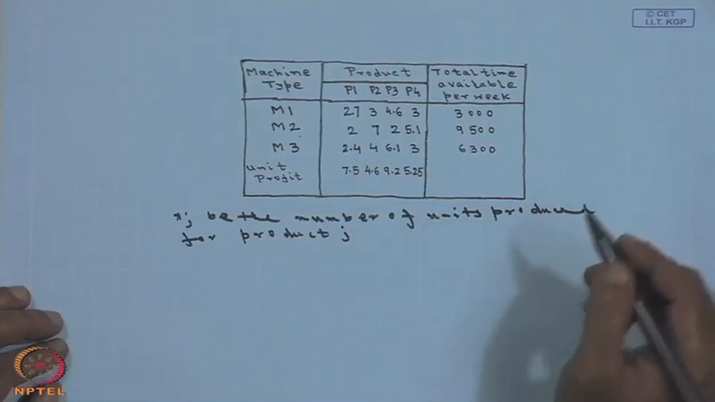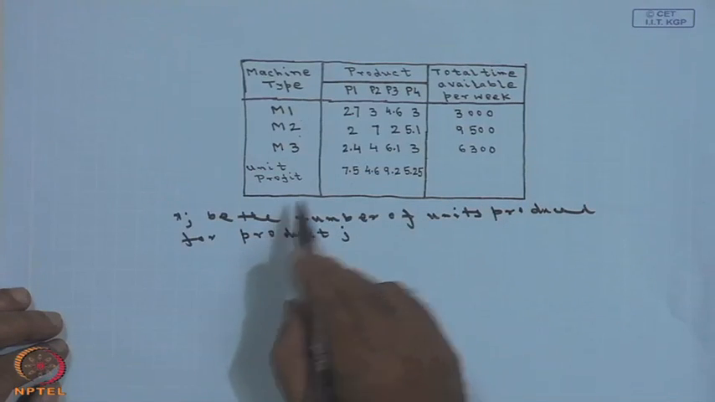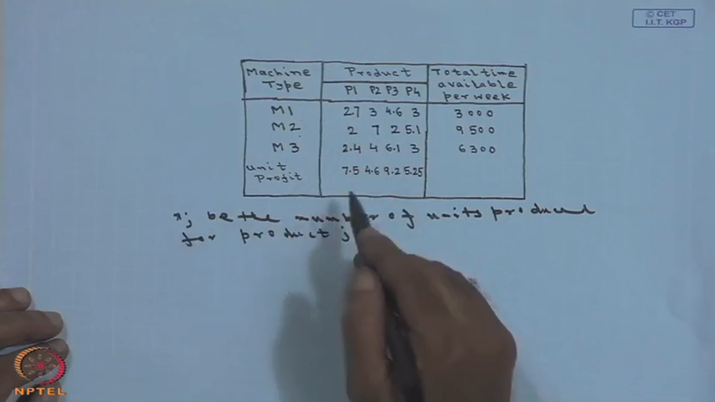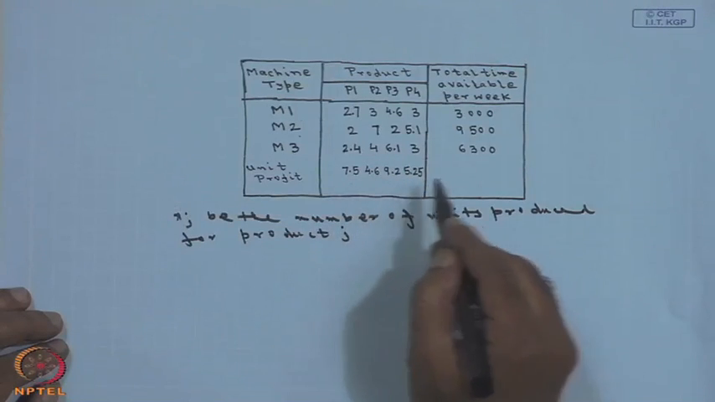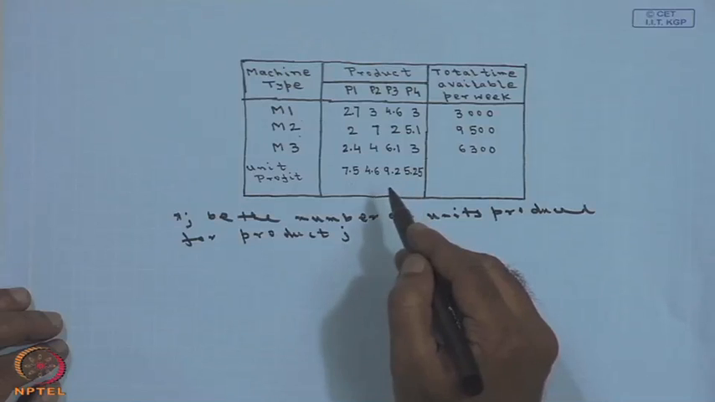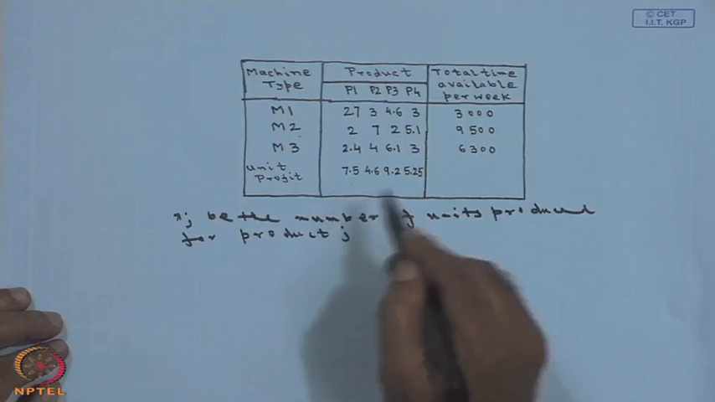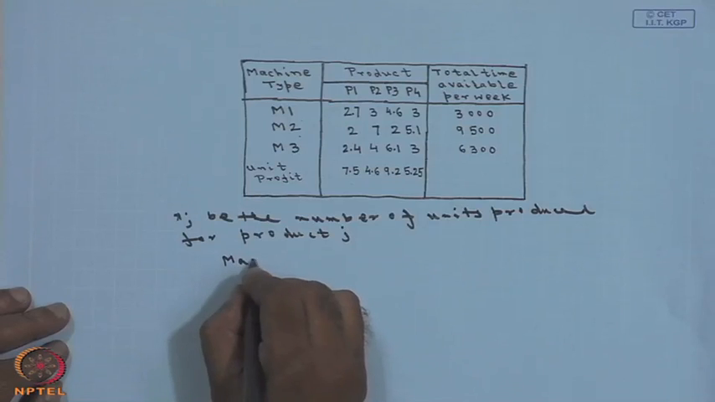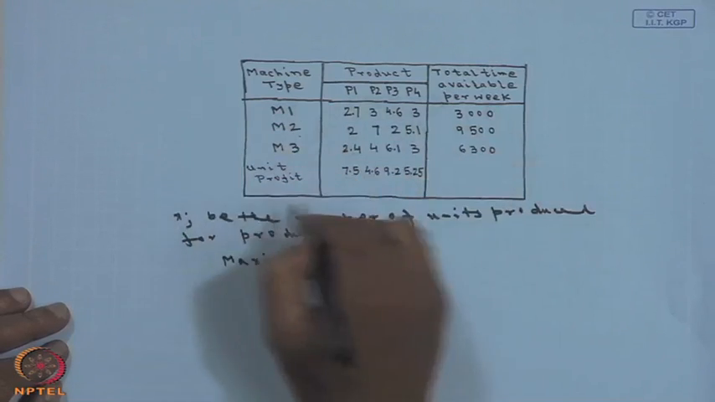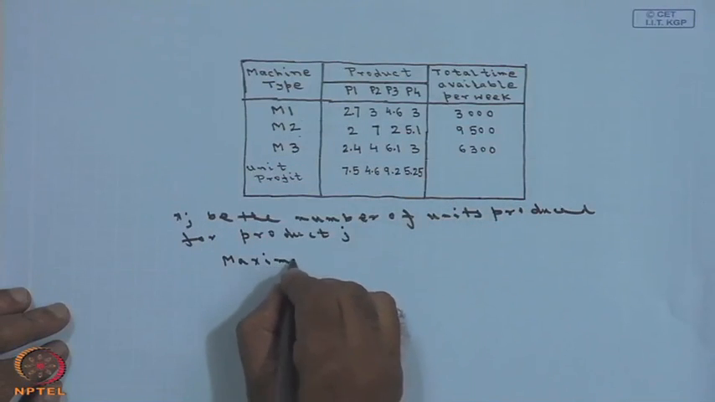In that case, what actually do I have to do? For product 1, I am producing x1 quantity. For product 2, I am producing x2, like this way. So obviously, our aim is to maximize our profit always. So, I can formulate a mathematical model for this table like this way.